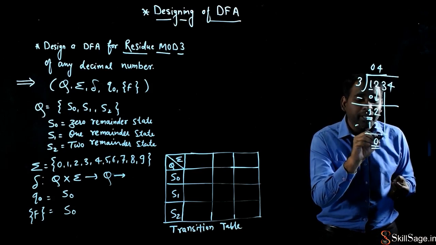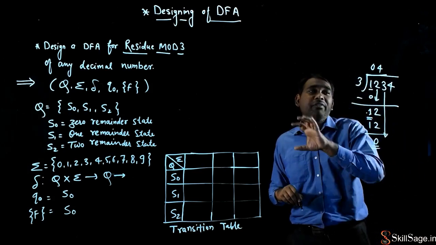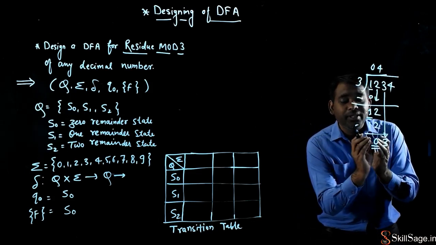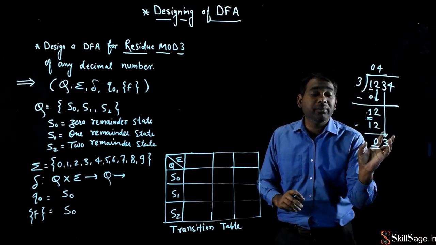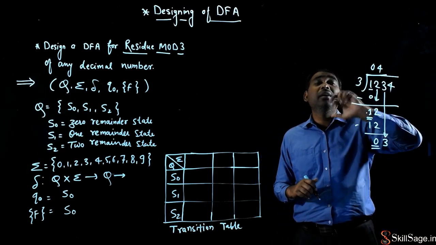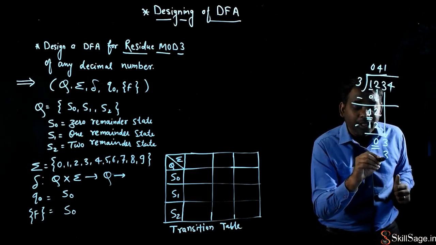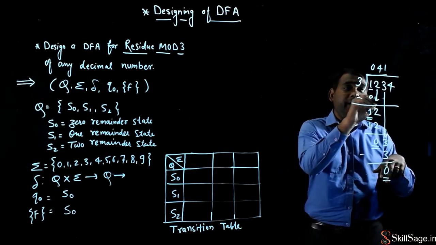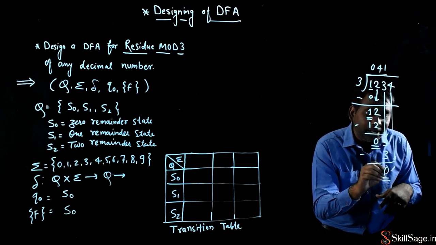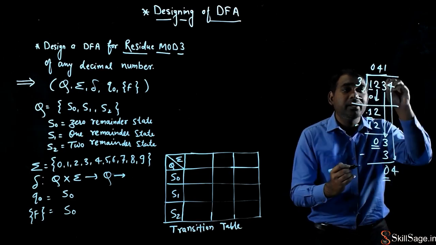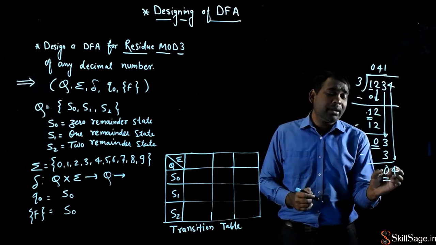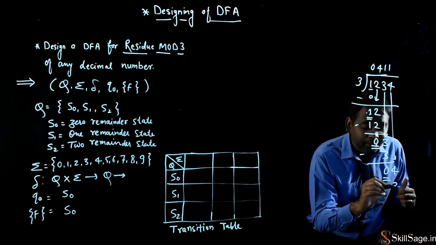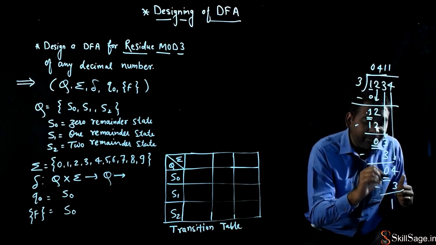Now my DFA is going to read the third input symbol, which is 3. I club it with my previous remainder, so the new number is 03. Now I divide this 03 by 3. 3 1s are 3, so 3 minus 3, again I get 0. This is my current remainder, and my next input symbol is 4. I club the previous remainder with the current input symbol and form a new number, which is 4. Now I divide this 4 by 3. 3 1s are 3, and the remainder is 1.